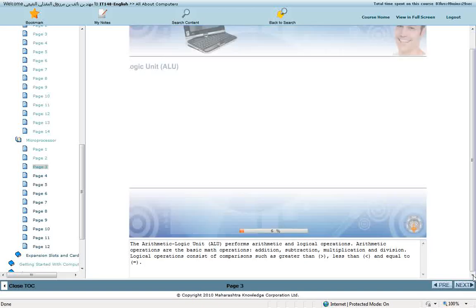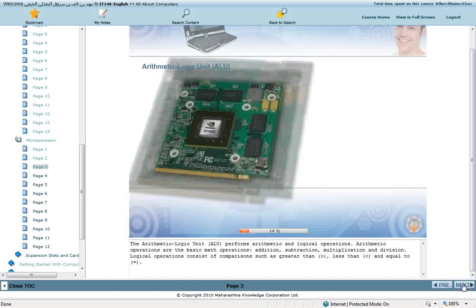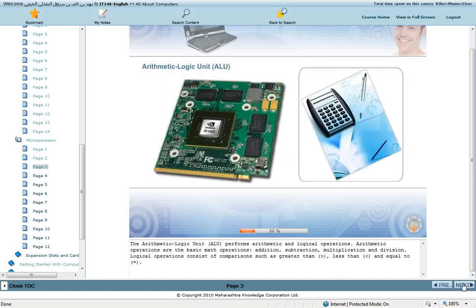The arithmetic logic unit, ALU, performs arithmetic and logical operations. Arithmetic operations are the basic math operations: addition, subtraction, multiplication, and division. Logical operations consist of comparisons such as greater than, less than, and equal to.